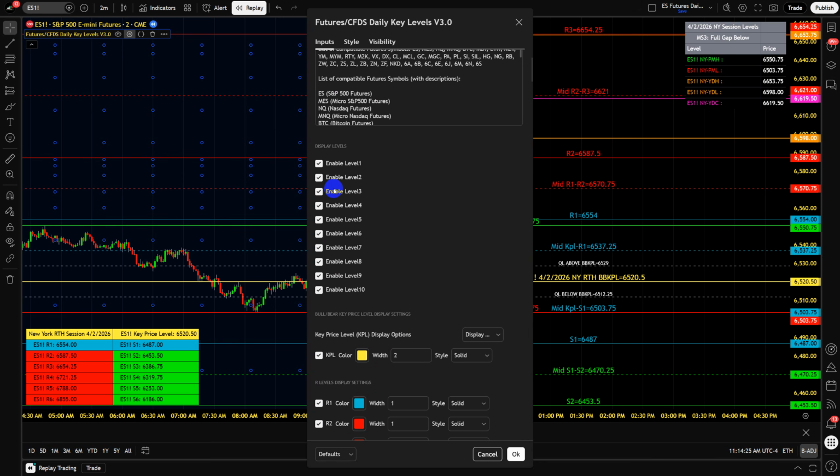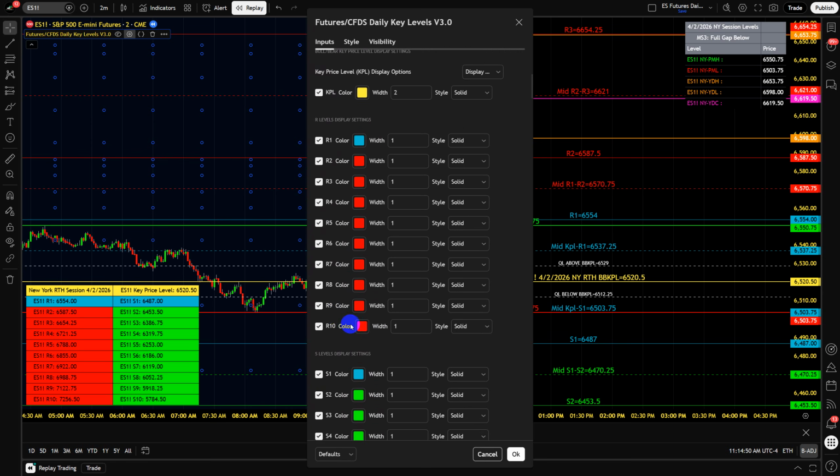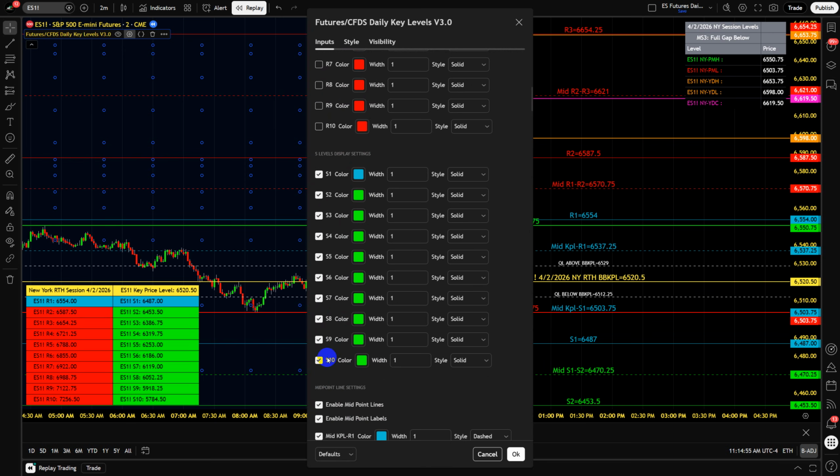If you prefer not to see 6 levels as the default, and you prefer to have, say, 4 levels as an example, then you can simply uncheck. Normally it's 6 by default, so normally you would just be unchecking 6 and 5, and then you would just come down here and do the same thing. And this is specifically concerning the R and S levels.